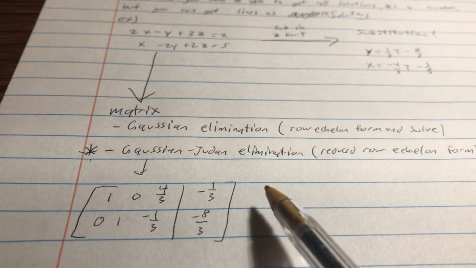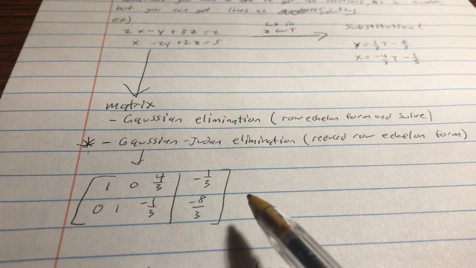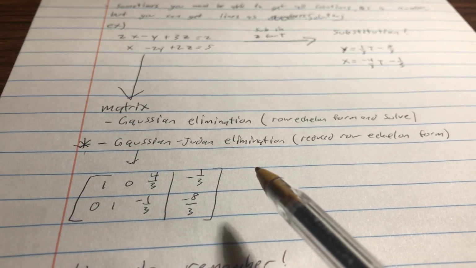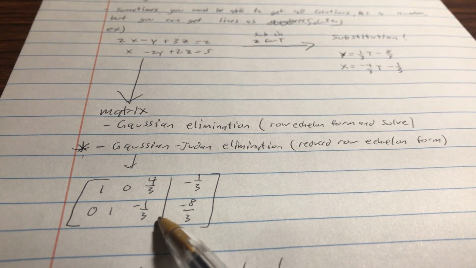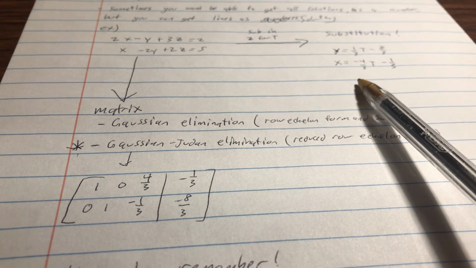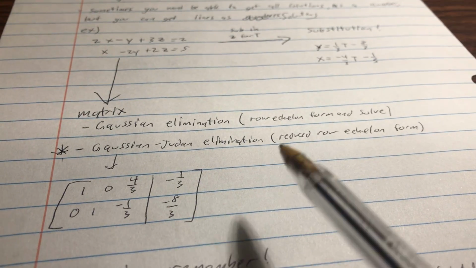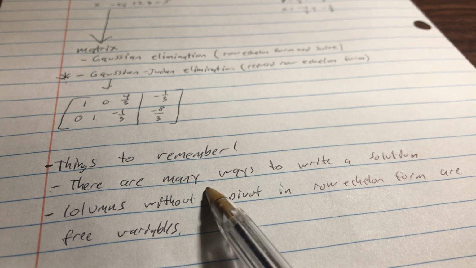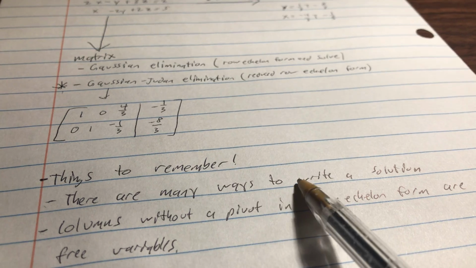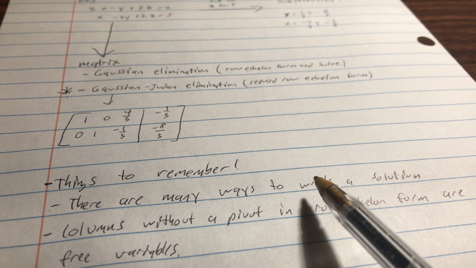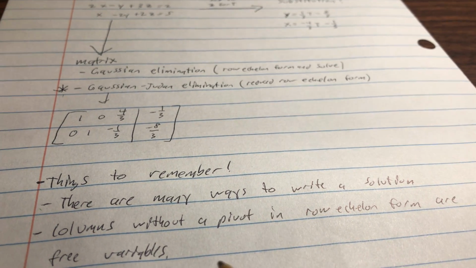So really, it's helpful when you have 10 equations and 15 unknowns or something ridiculous like that, just putting it in reduced row echelon form saves you a ton of time on substitution. So that's good to know, because now I can just read it off. All right, some things to remember. There are many ways to write a solution. There's vector forms, parametric forms, point forms, matrix form, all things like that.